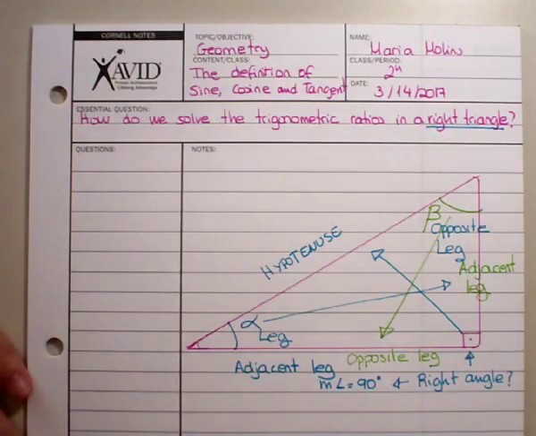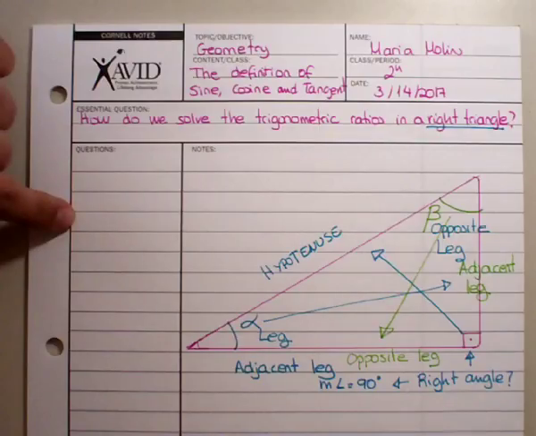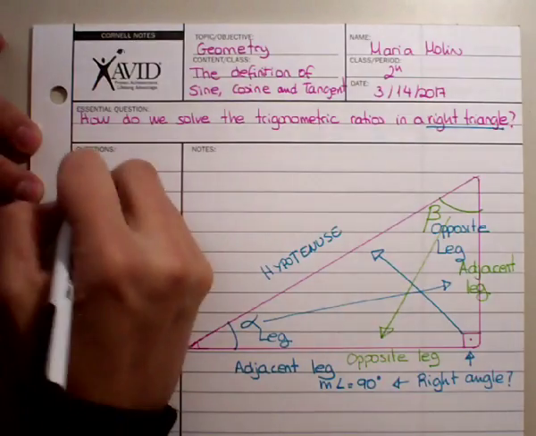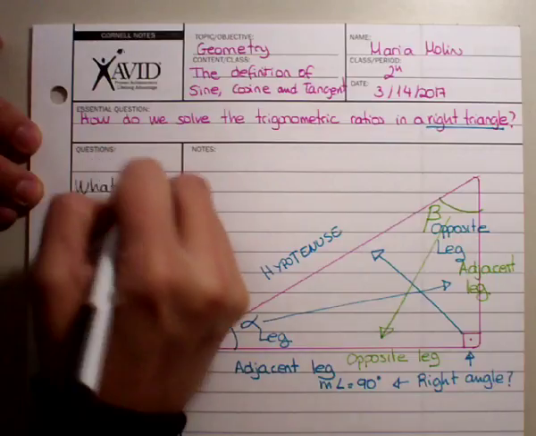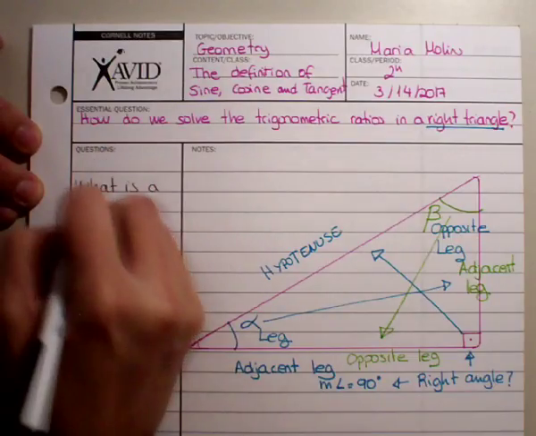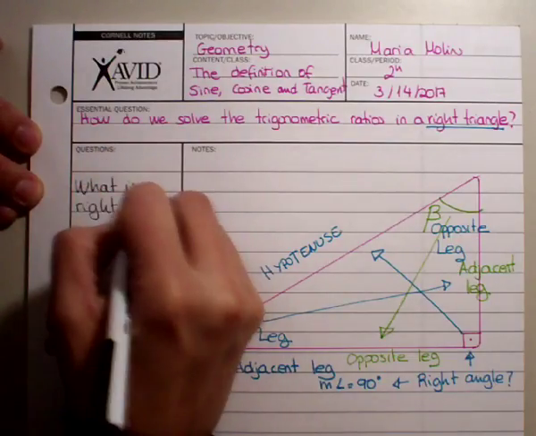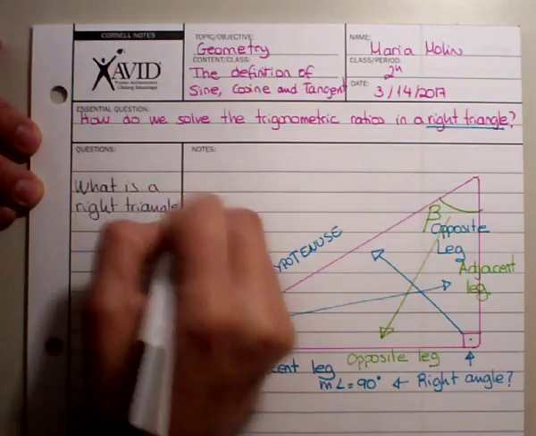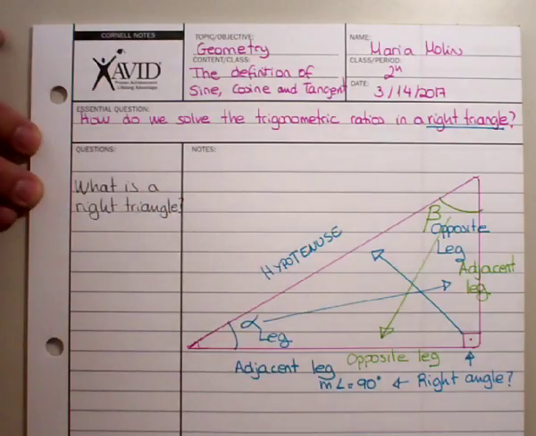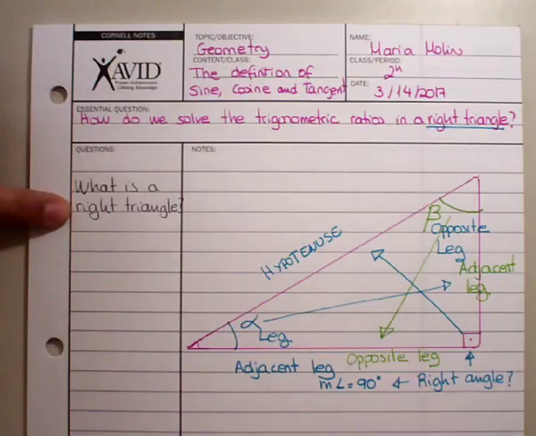So now, to complete your corner notes, you need to write the essential questions that we answer in here. What is a right triangle? You should be able to answer that with your notes. What's a right triangle? A right triangle is a triangle with a right angle.